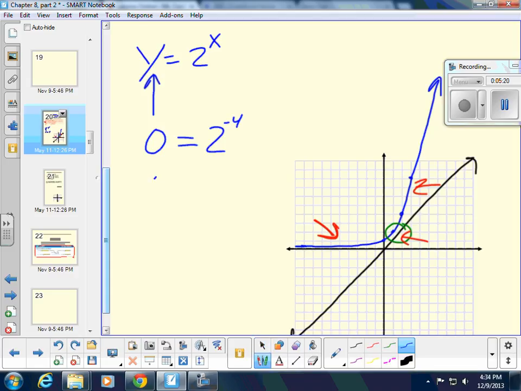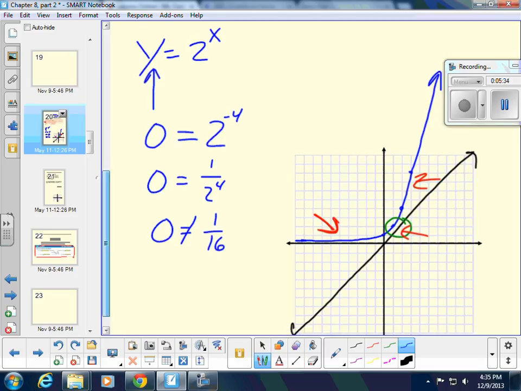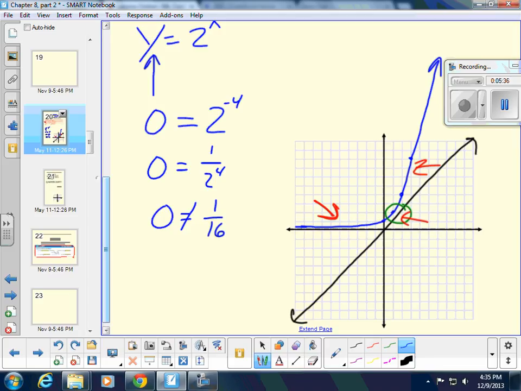Well, 2 to the negative 4th power is like 1 over 2 to the 4th power. What's 2 to the 4th power? Well, that's just 16. So this is now 1/16. Is that 0 still? No. Is it getting closer? Oh yeah, it's 1/16. It's a number pretty close to 0.